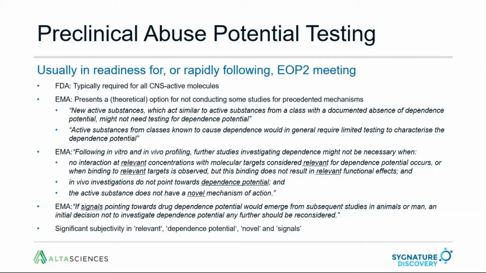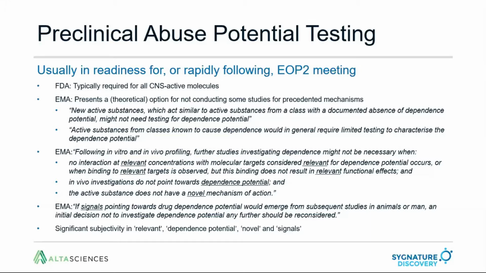So I use the term theoretical option here just to highlight some key caveats to taking the approach of not conducting a non-clinical abuse potential assessment from an EMA perspective. And the next bullets on this slide really talk you through the requirements for not conducting those assays. So following in vitro and in vivo profiling, and when we say in vivo here, we are speaking about a fairly basic CNS assessment, behavioral pharmacology assessment.